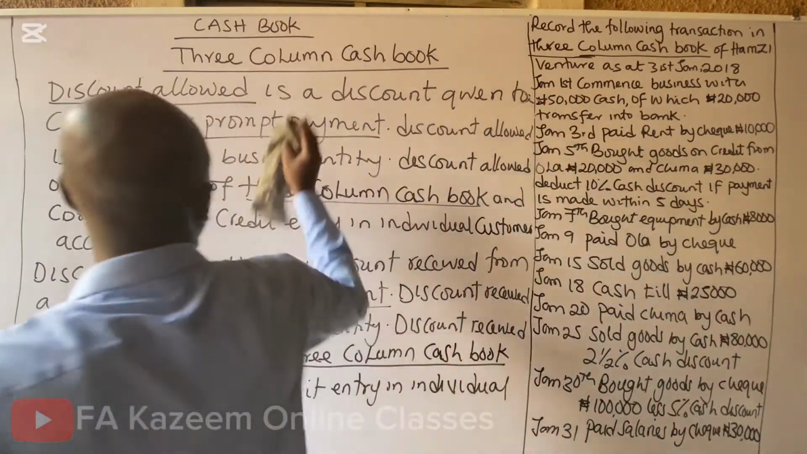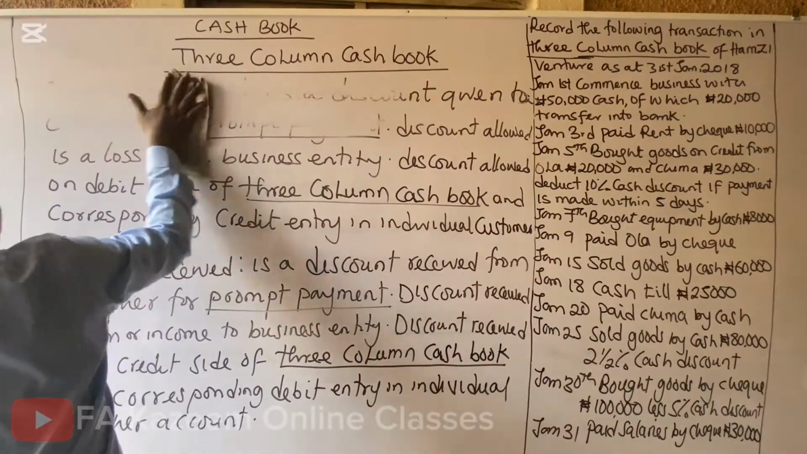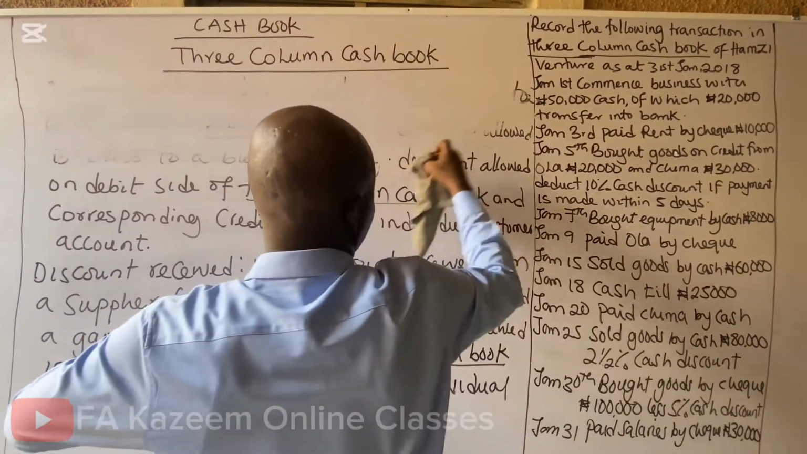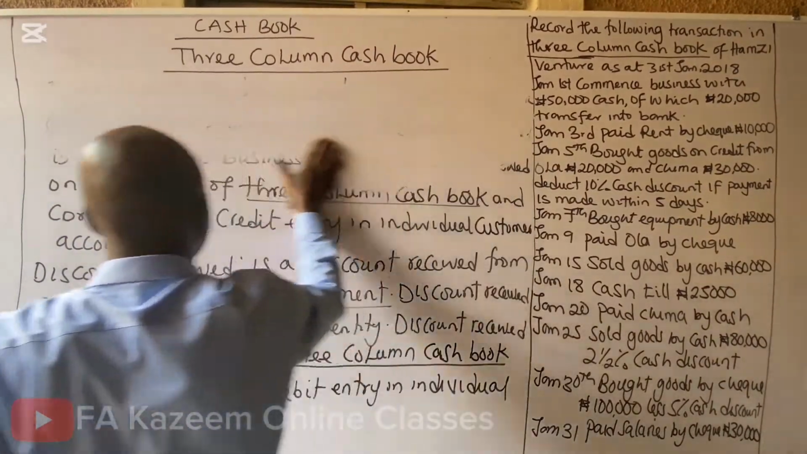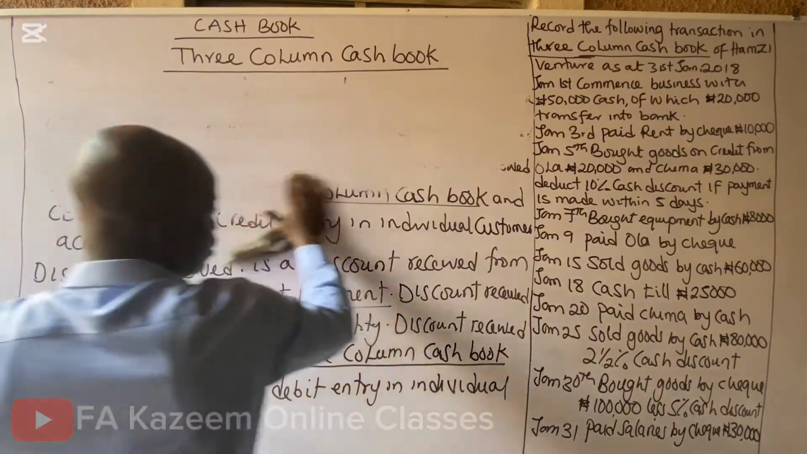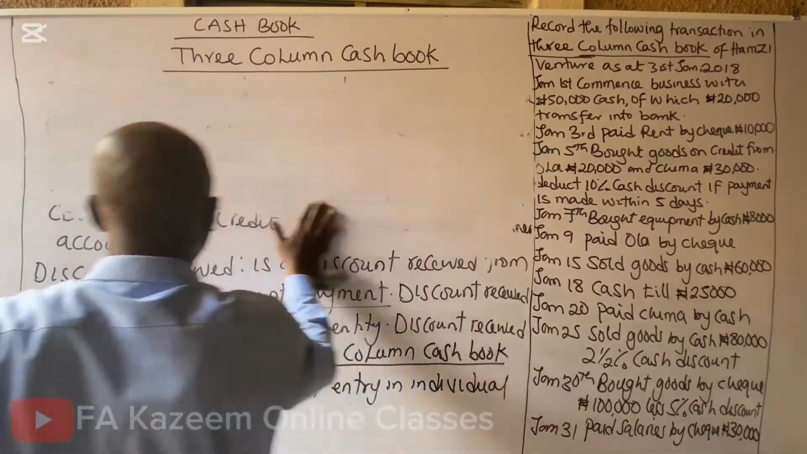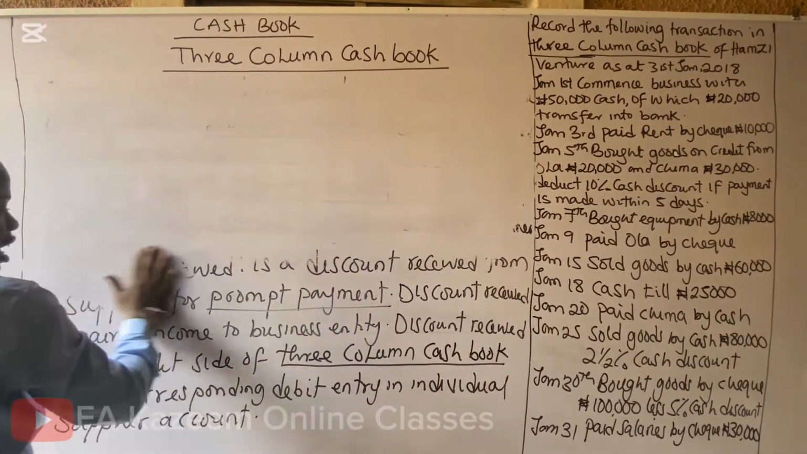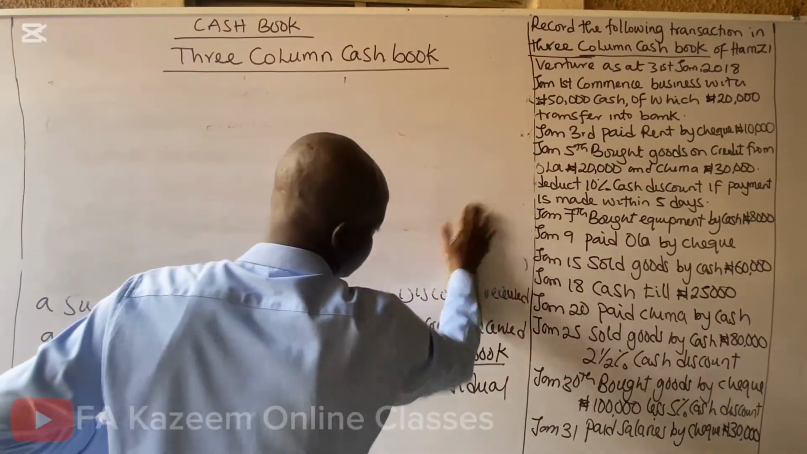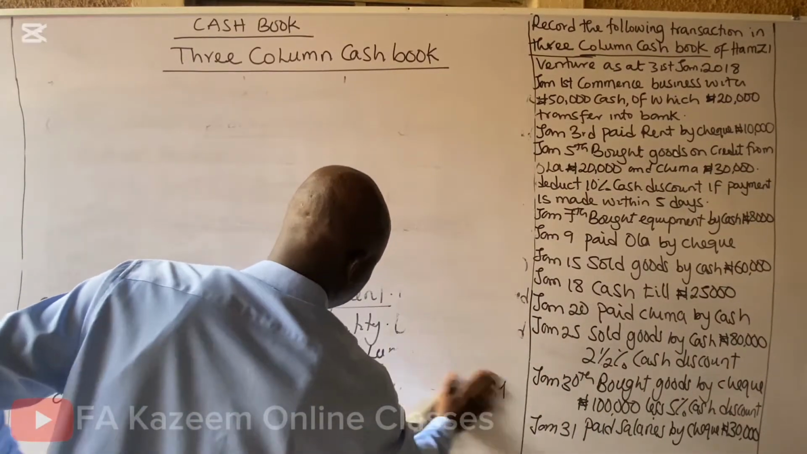Now let's look at the business of today, which is the three-column cash book. Let's look at a practical question and how a three-column cash book is prepared.